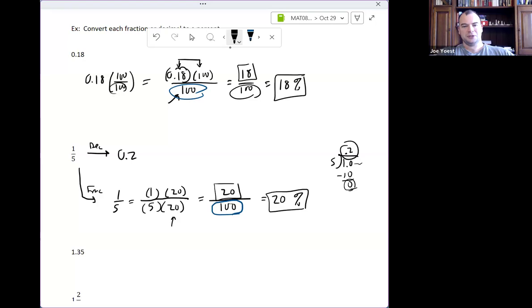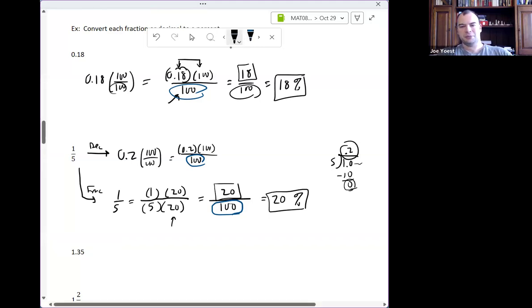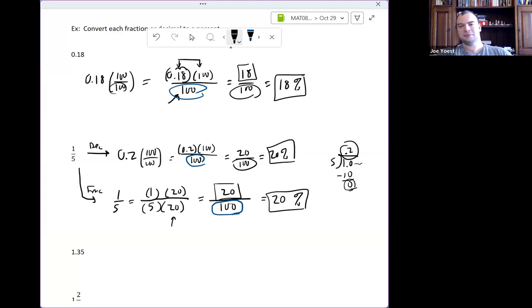And as a decimal, just like above, I want to multiply by 100 over 100. I don't want to do anything to this 100 on the bottom. It's important that it stays as a 100 so that I can later convert it to the percent sign. But 0.2 times 100 is 20. 20 over 100 gives me my 20%.